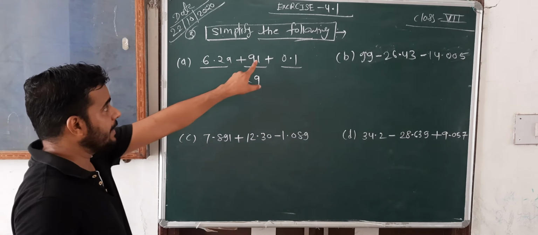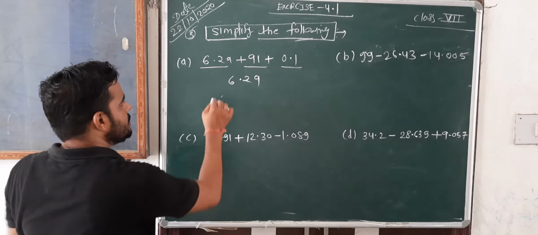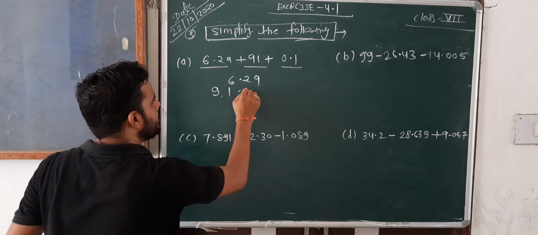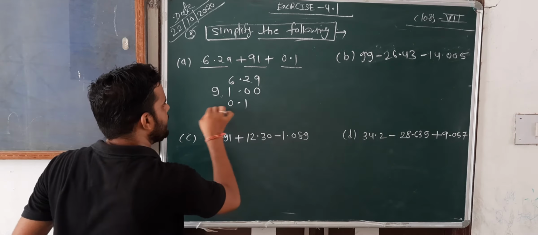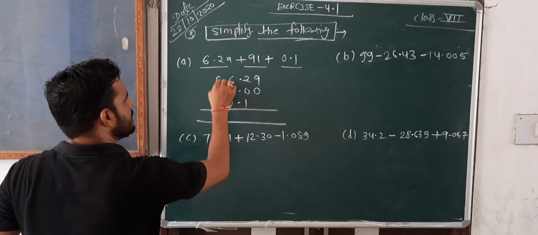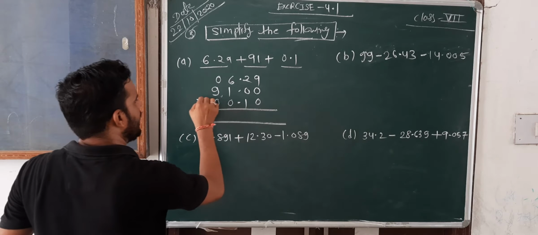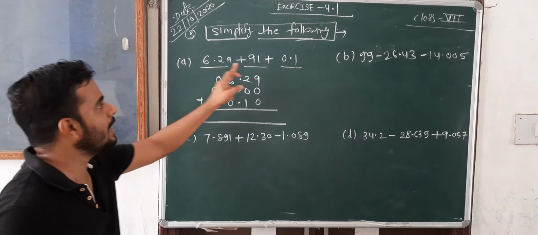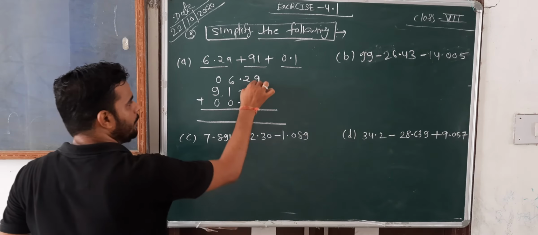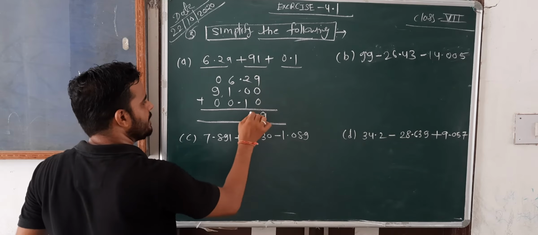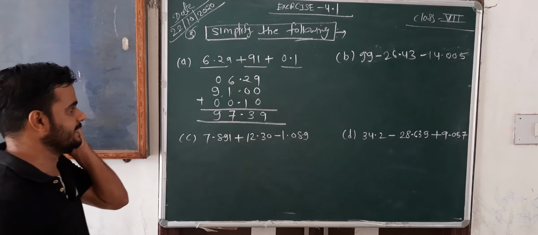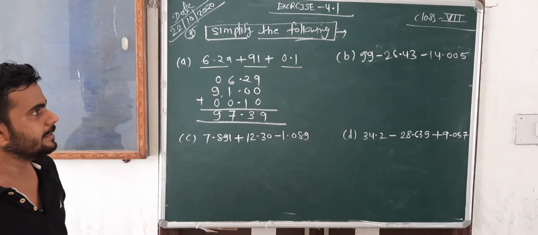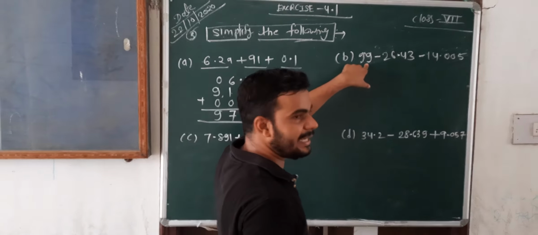All are positive. Simply you just add 6.29, 91 is there. Point is not here, so 91.00 and 0.1 is there, so 0.1. At the blank place you just put the 0, 0, 0 and add all, because all are positive numbers. So 0 plus 9 plus 9, then 9, 2 and 1 is 3, 6 and 1 is 7 and 9. So answer is 97.39.